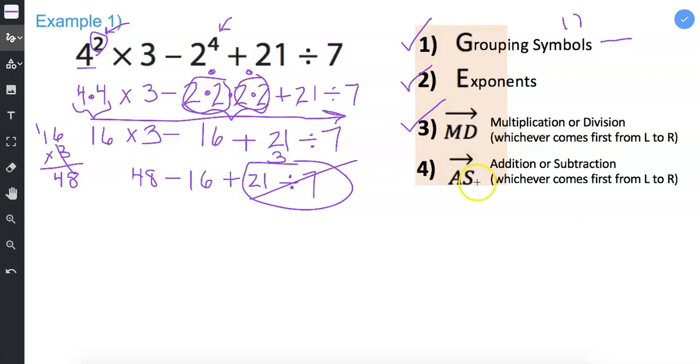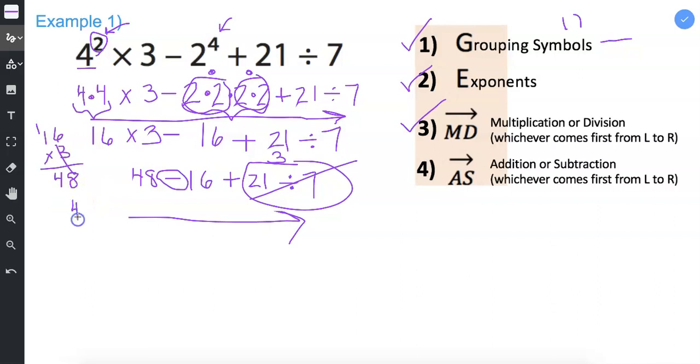to addition or subtraction. Now sometimes you do addition first, sometimes you do subtraction first. It depends on what you come to first in the problem. So this problem reads 48 minus 16 plus 3. I come to the subtraction before the addition, so I'm going to subtract first.